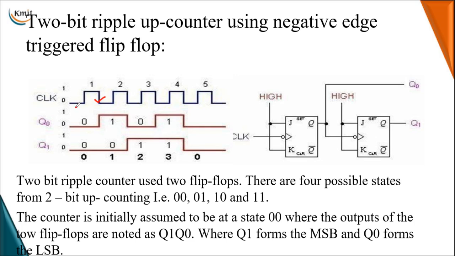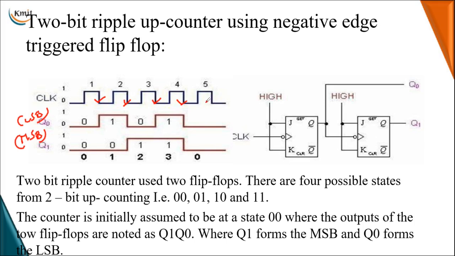Now here the clock is applied only to the least significant flip-flop, which is Q0. Q0 is the least significant bit and Q1 is the most significant bit. Here I need to construct a 2-bit up counter. Hence I used negative edge triggering along with 2 flip-flops operated in toggle mode.